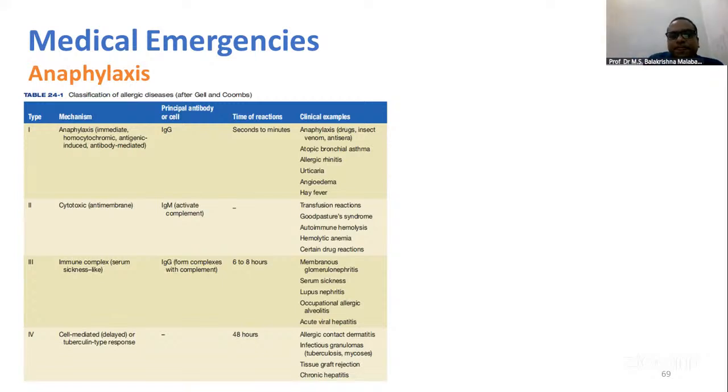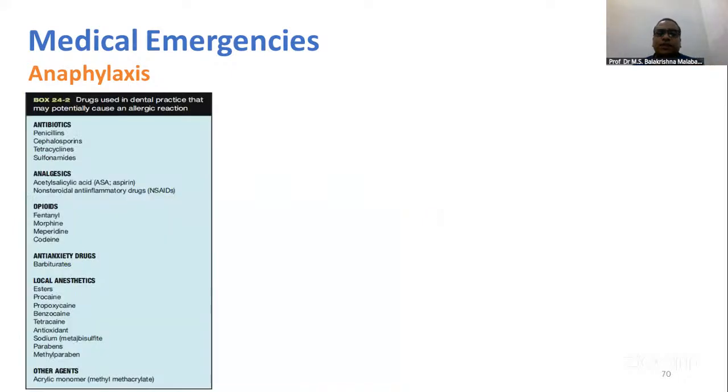And then 6 to 8 hours after that, you get an allergic reaction, that is immune complex. And after 2 days, if a reaction is happening, that is called delayed or cell mediated. So this is the time frame you should know. This can come as an MCQ also. And examples of anaphylactic reactions: any drug, or urticaria, angioedema, or hay fever are the potential scenarios where it could be an anaphylactic reaction.